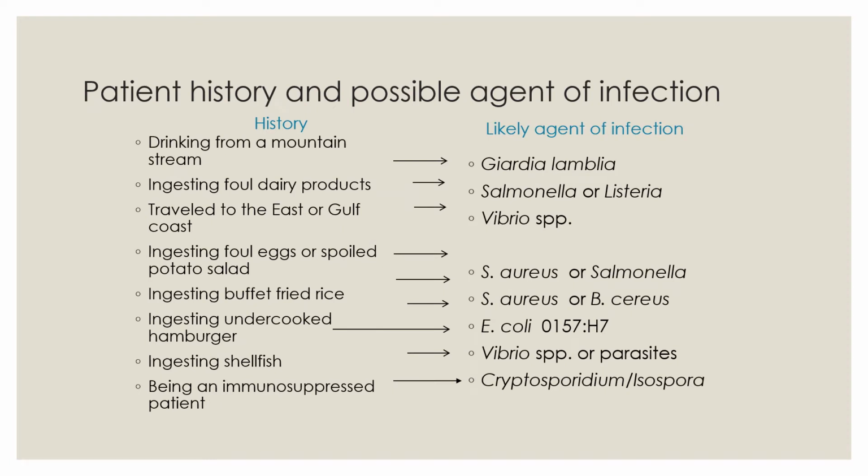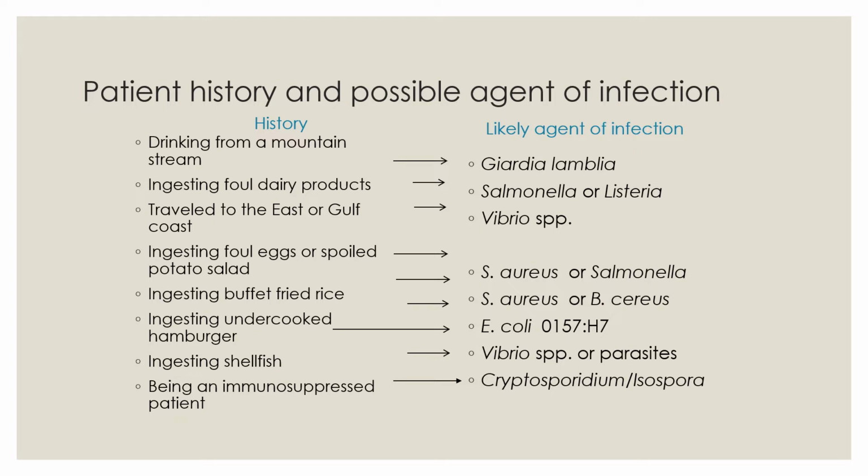When getting a good patient history, and you're trying to figure out the possible cause of infection, here are some questions that you should be asking your patient. Did you drink from a mountain stream lately? Is it possible you have Giardia lamblia? Have you ingested dairy products that seem to be off or bad? It could be you have salmonella or listeria. Have you traveled to the east or Gulf Coast? There people like to eat their raw oysters. You might have a case of Vibrio. Have you ingested eggs that are spoiled or potato salad that's spoiled? You should be thinking things like Staphylococcus aureus and its toxins, or possibly salmonella.